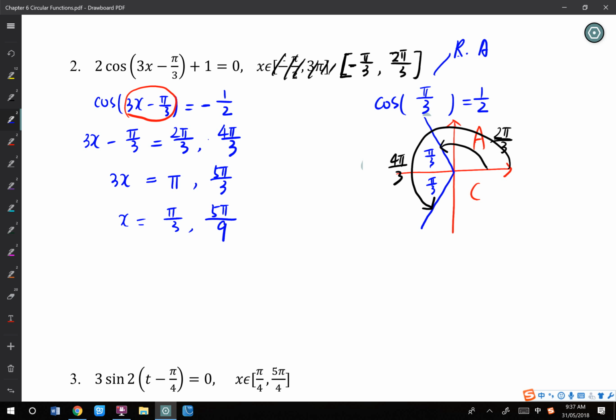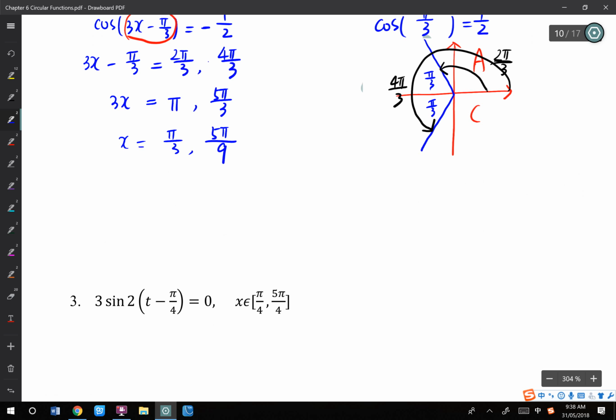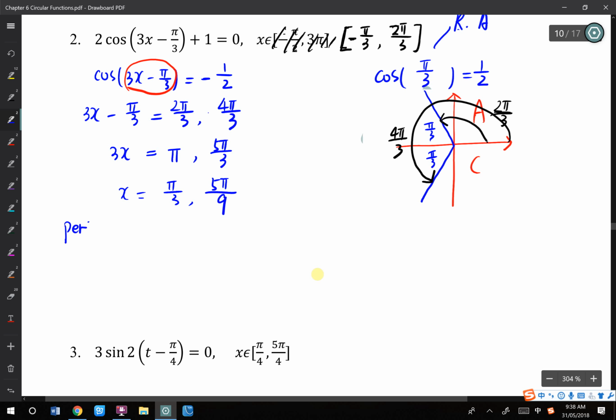Okay, I treat everything in the bracket as one angle, and ask cosine what gives you negative a half. That's the only thing you need to figure out. After you find that, you just solve for x. After you solve for x, what do those two values mean? Those two values are the values in one period. Now if I want to achieve all the rest of the angles, I need to find the period. Okay, period equals 2 pi over 3.